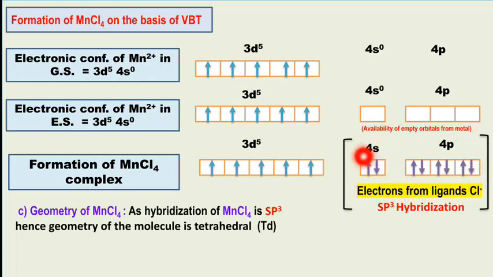Again you can see that we have used the 1s orbital of that particular metal, and 3p orbitals of metal manganese, and hence the hybridization is sp3 again. Now if we consider the geometry of the complex MnCl4, here hybridization of MnCl4 is sp3, hence geometry of the molecule will be tetrahedral.